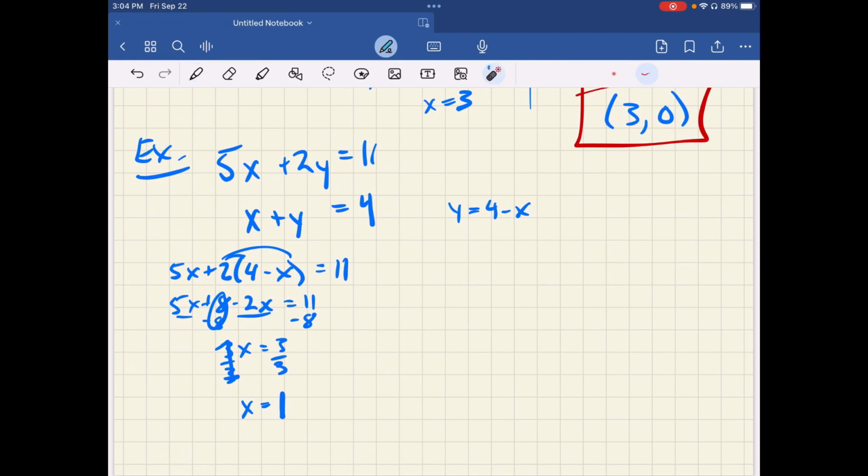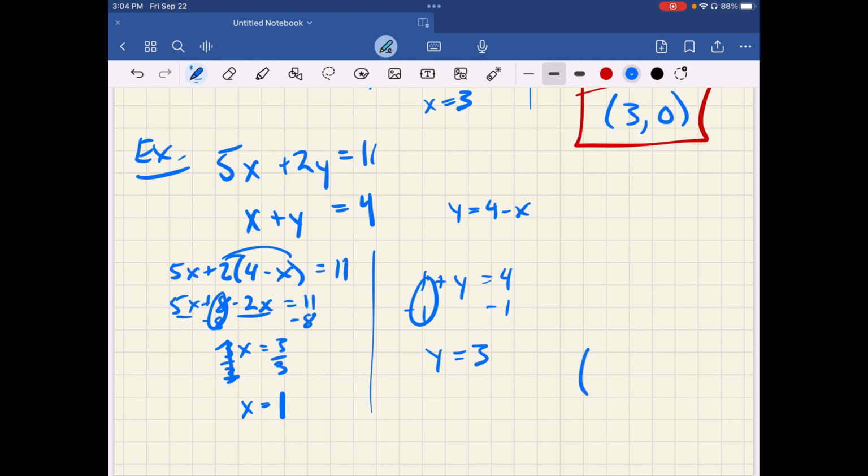So now I'm going to choose either equation. I'm going to pick the simpler one right here, right? So I know x is equal to 1, which I'm going to plug in right there, right? It's a super simple equation to plug it into. So I know 1 plus y equals 4. Subtract 1 from both sides. That's a 0. And y equals 3. And if I write it in coordinate form, I get (1, 3) as my coordinate. Okay? And that is using the substitution method.